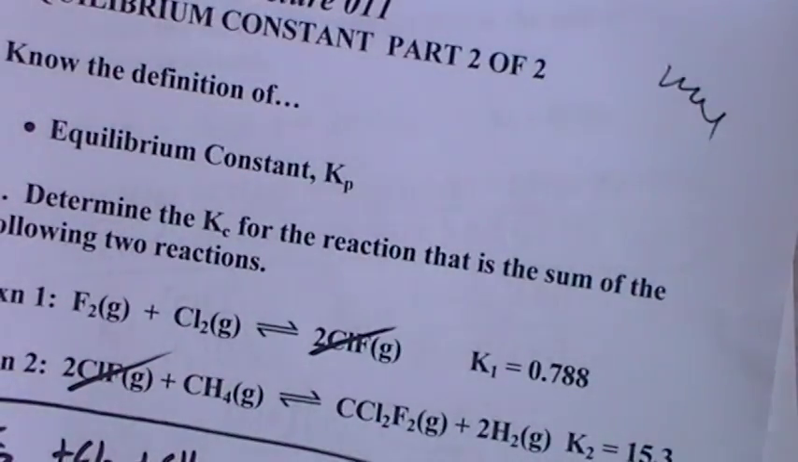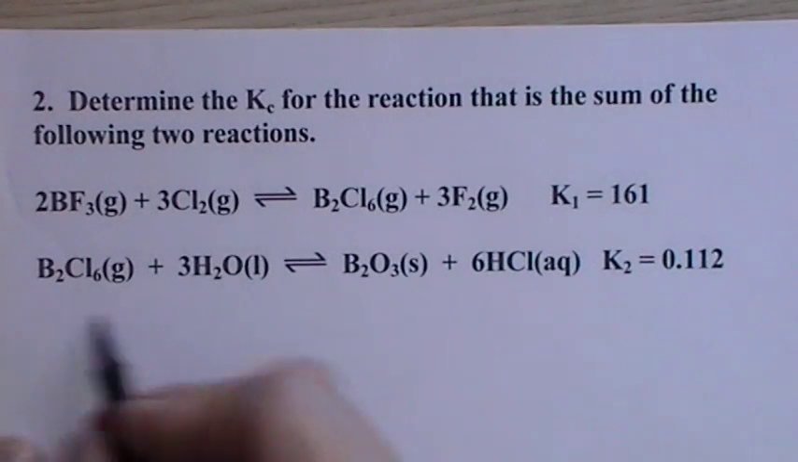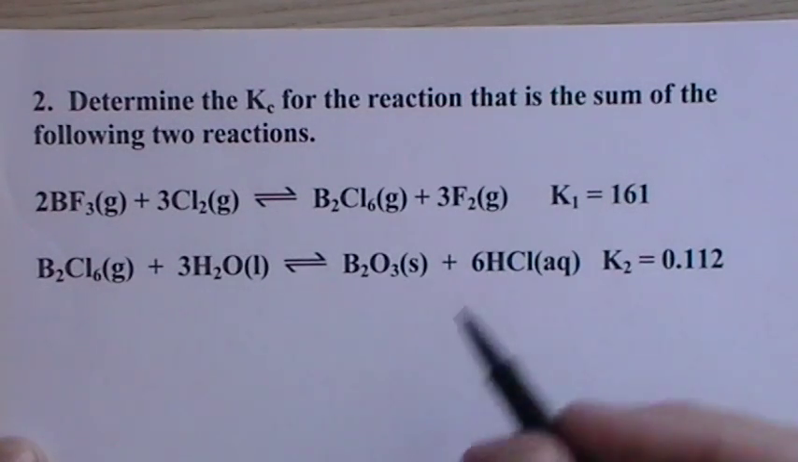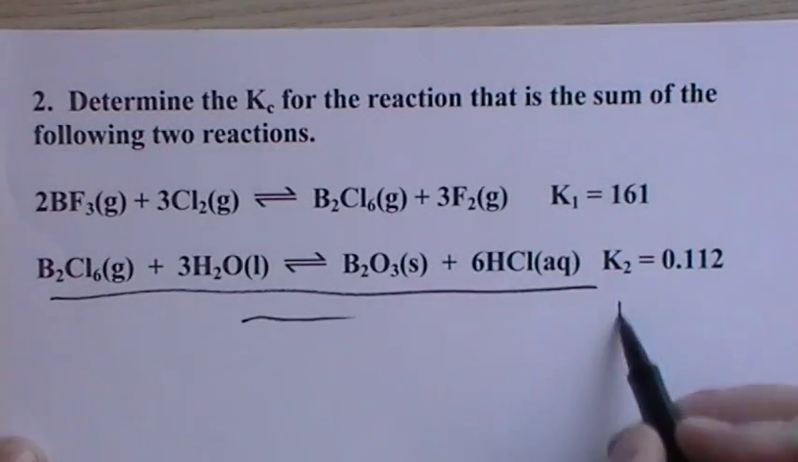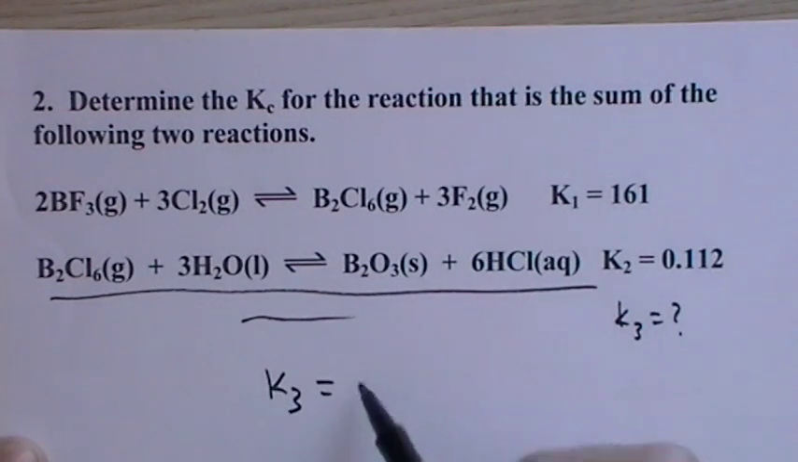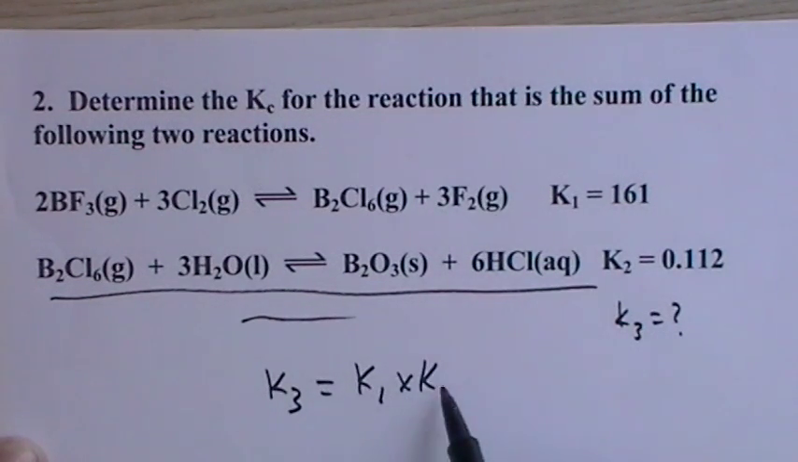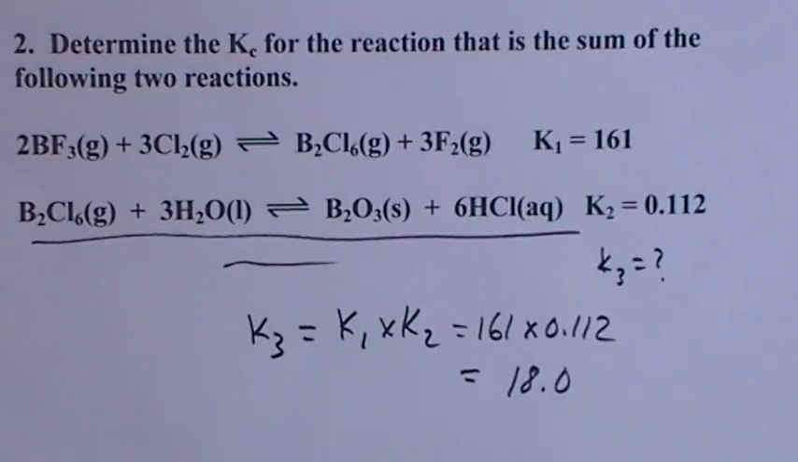If you're given this on the exam: determine Kc for the reaction that is the sum of the following two reactions. There's no reason to write the whole thing down. You can if you want, but really, when we get done, we're going to have some equation with a K3 that we don't know. But we know that K3 is going to be equal to K1 times K2, and if we're given numbers, then we can find its value. And this is 18. So you can see that's much easier.